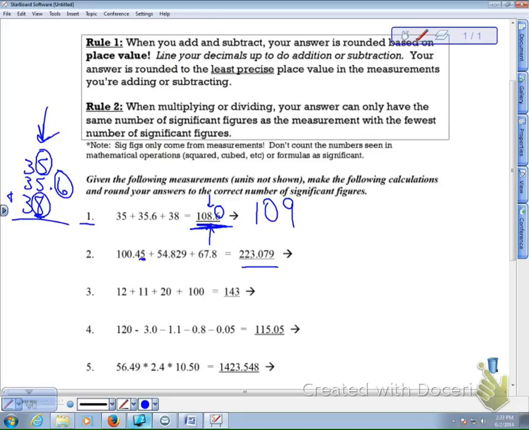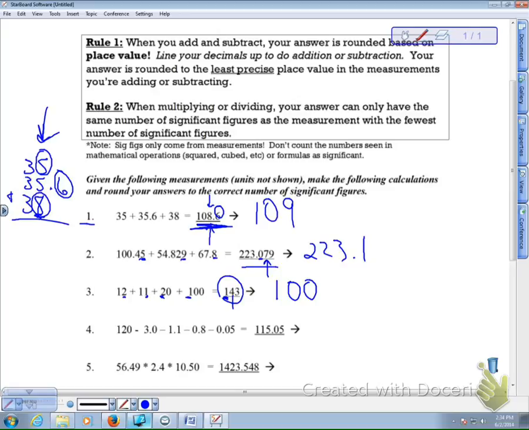In number 3, let's look at the place values. In 12, the ones place is the guess. In 11, the ones place is the guess. In the third measurement, the tens place is a guess. That's farther to the left than the ones. And in the final measurement, the hundreds place is the guess. So in my answer here, I can't have any confidence past the hundreds place, which is where the guess first appeared. So I'm going to round it to the hundreds place. The 4 tells me to round down. So this answer will be rounded to 100.